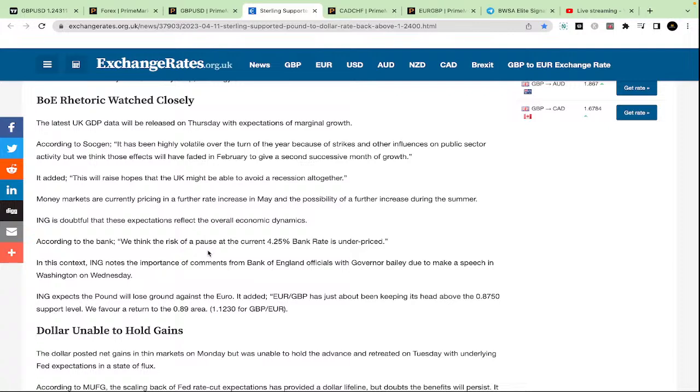According to the bank, right, we think the risk of a pause at the current 4.5% bank rate is underpriced, which means that they think that if they pause rate hikes now, it's going to be too early. I'll just translate a little bit of finance for you. And that could result in inflation being more persistent and sticky if they don't continue to fight it, basically.